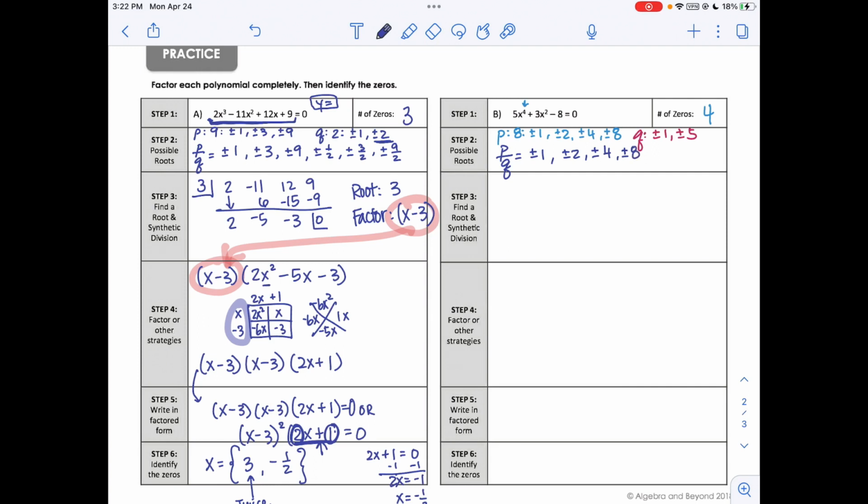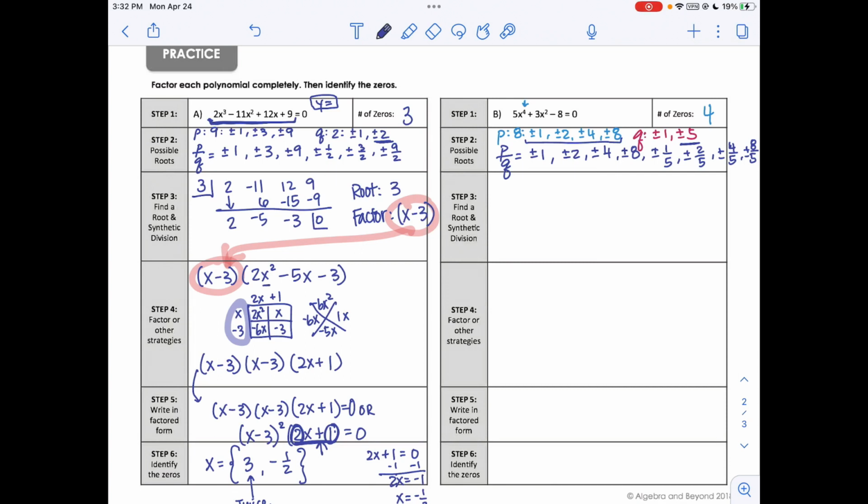Okay, and then another set would be by putting 5 underneath each of these factors from 8. So plus or minus 1 over 5, plus or minus 2 over 5, plus or minus 4 over 5, and last one, plus or minus 8 over 5. Okay, so now we're going to use one of these factors and find the root by synthetic division.